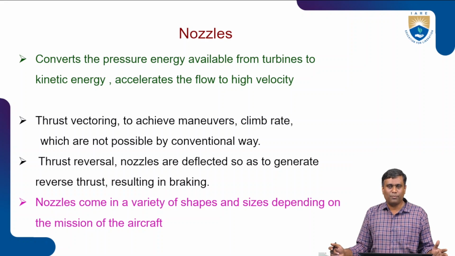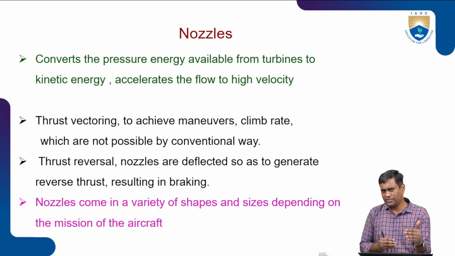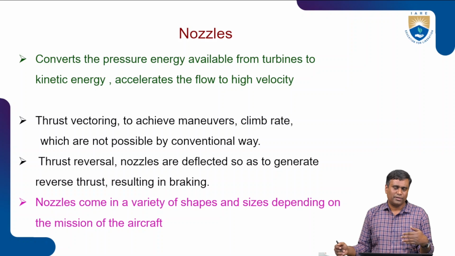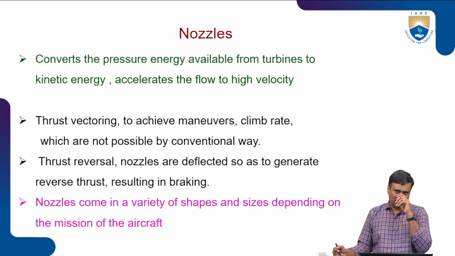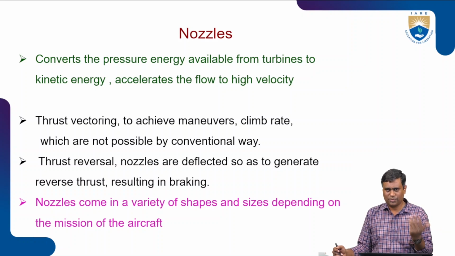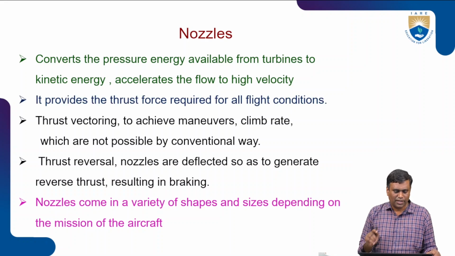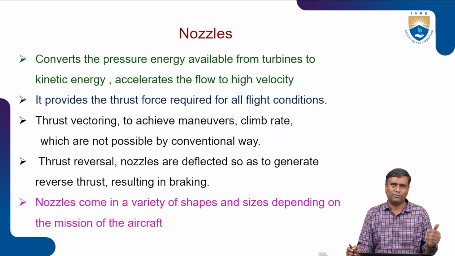Kinetic energy. The nozzle is the component that generates the required thrust. The nozzle accelerates the flow; it converts this thermal exhaust energy, heat energy, into kinetic energy. That's how it generates the thrust, as per Newton's third law: for every action there is a reaction. That reaction is thrust, which makes the vehicle move forward, right? This is the major function: it converts the pressure energy available from the turbines to kinetic energy, and provides the thrust.